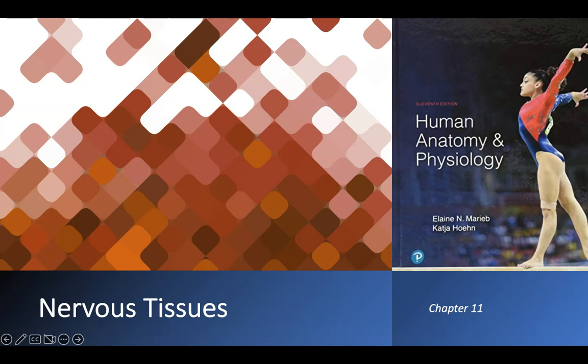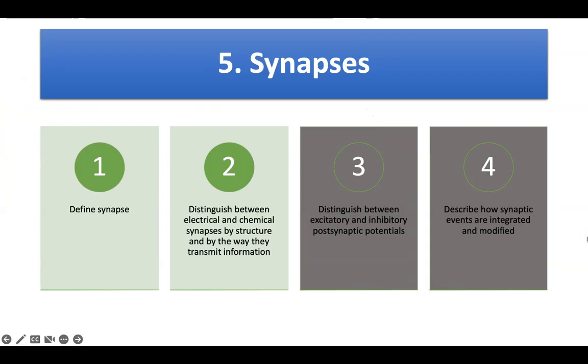In this video, I'll present information from Chapter 11 of Human Anatomy and Physiology, 11th edition. This chapter focuses on nervous tissues. In particular, this video will cover synapses and an introduction to those synapses.